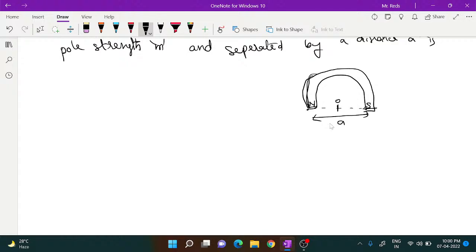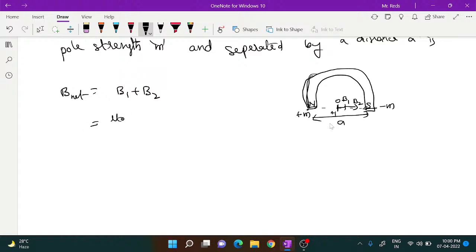What is the magnetic field? This is the north pole of pole strength plus m. This is the south pole, whose pole strength will be minus m. To find the field at any point, you have to keep a unit north pole. So this will repel, so the field due to this will be b1. The field due to this will attract, so the field due to this will be b2. So the net field will be b1 plus b2.